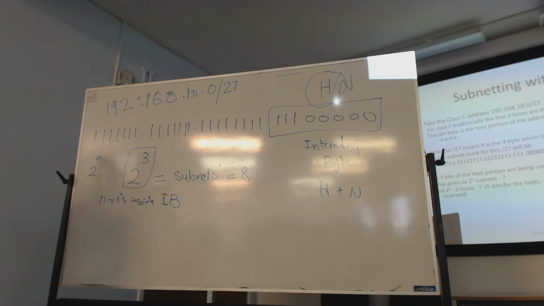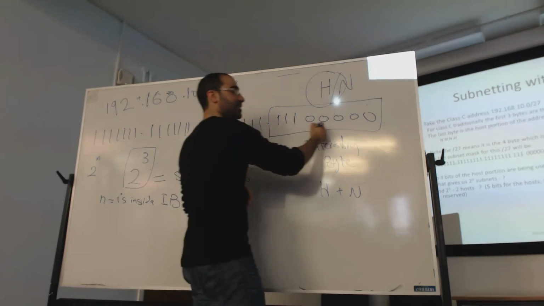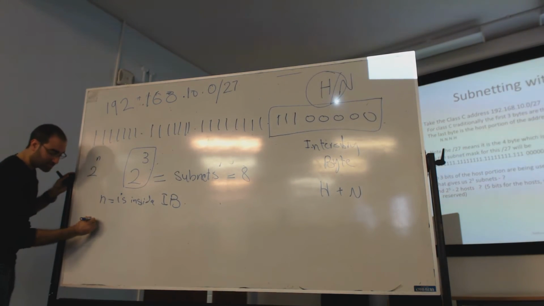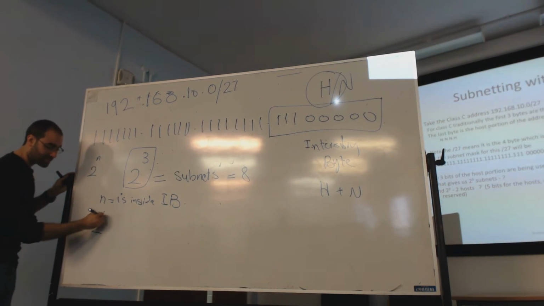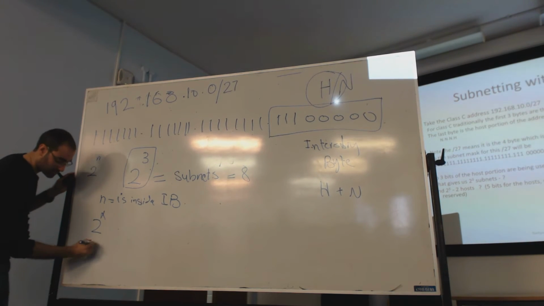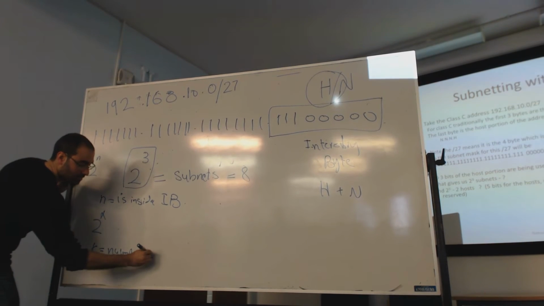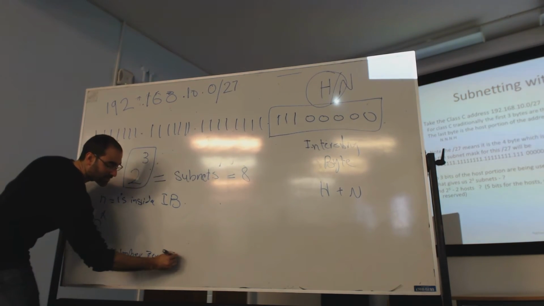Okay, we understand that. So how many hosts do I have? What's the formula? What do you think? 2 to the power of 5, exactly. So now you know the zeros are reflecting your hosts. So the number of hosts is 2 to the power of x, where x equals the number of zeros in your interesting byte.